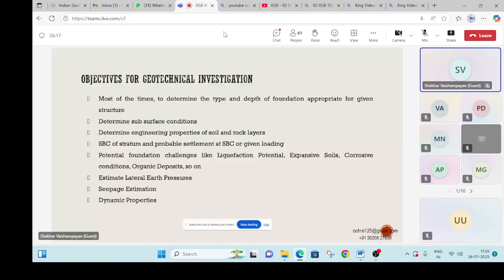Then, typically for basements, we have to estimate lateral pressures. If you are placing a dam or a sheet pile, then seepage through the foundation also becomes very important, so construction of seepage nets and estimate of capacity is also very important. Other than that, you have industrial structures, where you have, let's say, forging hammers or vibratory equipment. All the dynamic properties of the foundation at that location are needed. These are the detailed objectives of a geotechnical investigation.